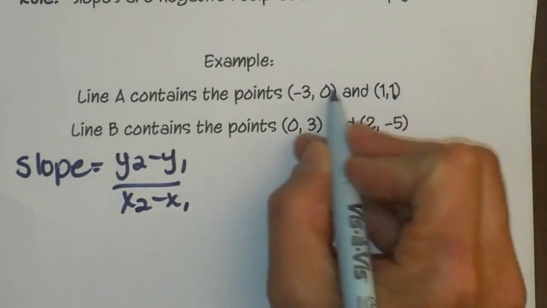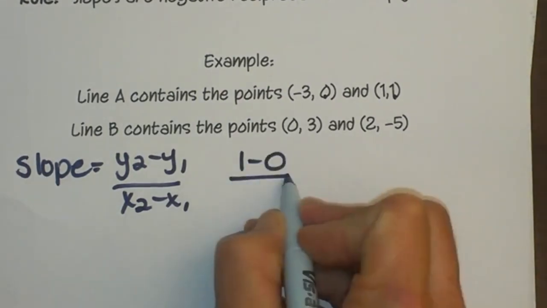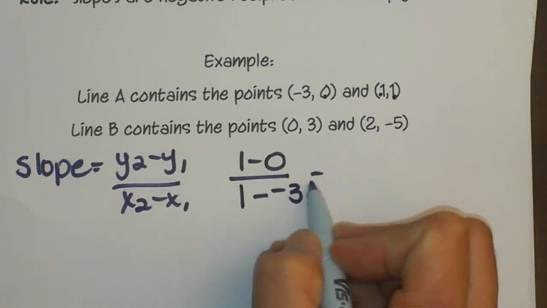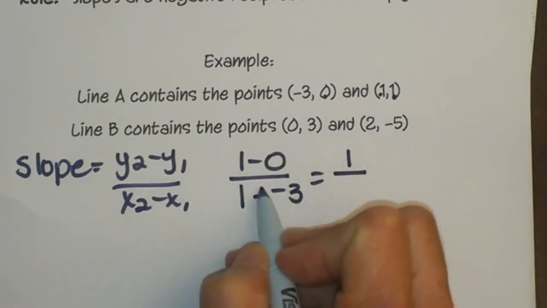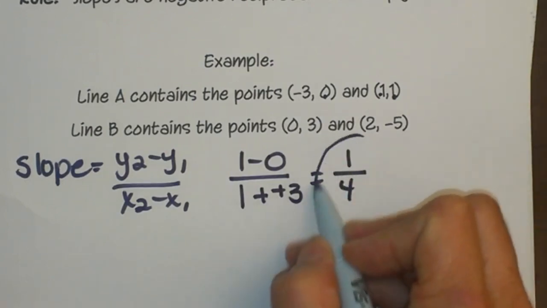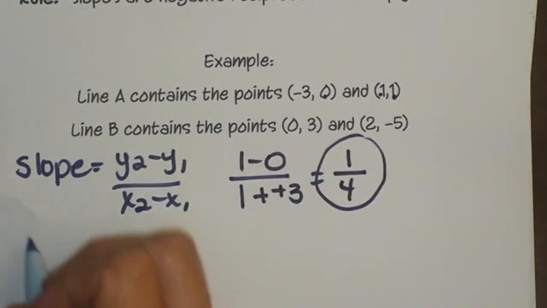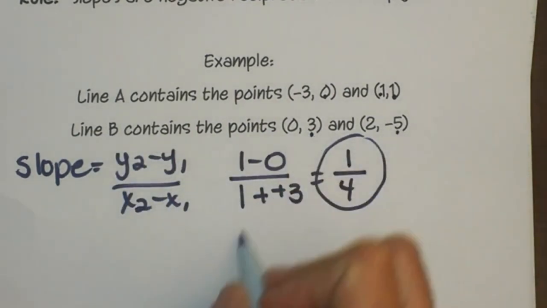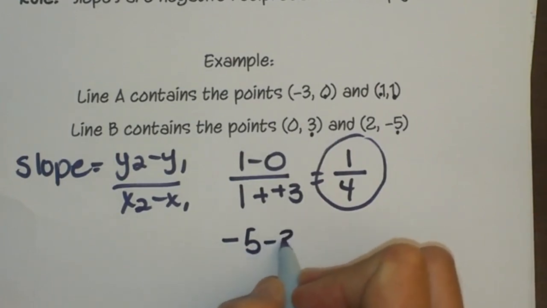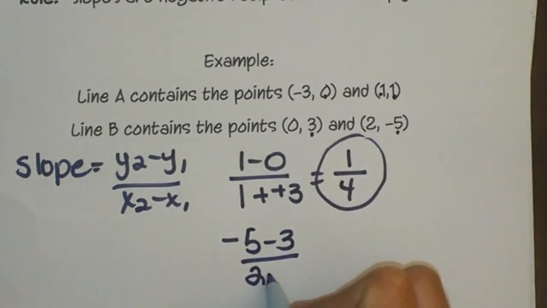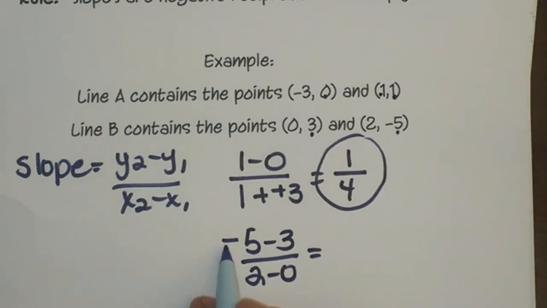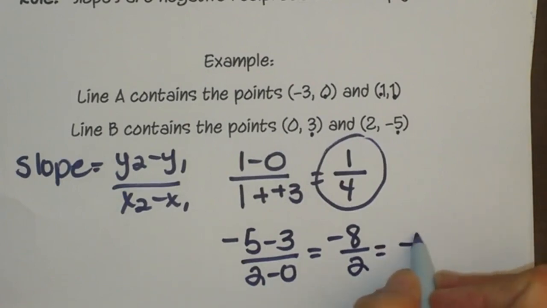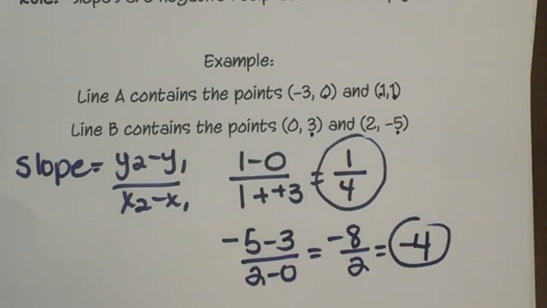So I'm going to take 1 minus 0 over, and if I use the 1 first, I have to use this one first, 1 minus a -3. And that gives me a 1 over a +4, so the slope of the line is 1/4. Now let's find the slope of line B. Okay, I'm going to take y minus y, so -5 minus 3 over 2 minus 0. And let's subtract, that gives me -5 minus 3 is -8 over 2, which is a -4. Okay, and that's the slope of line B.